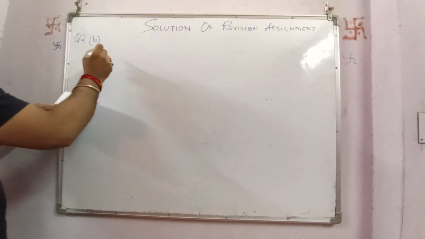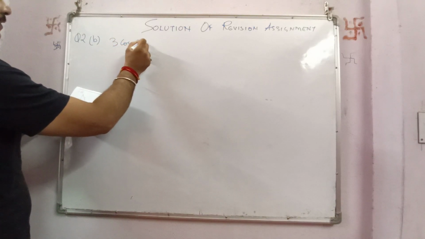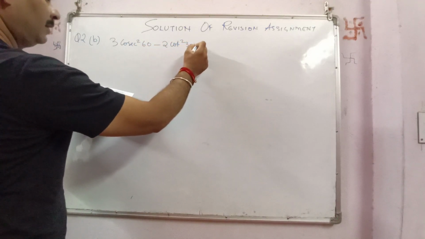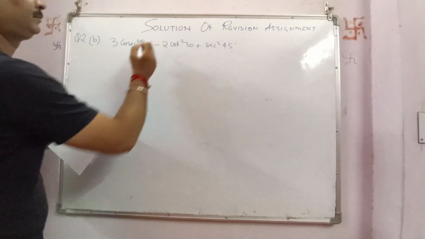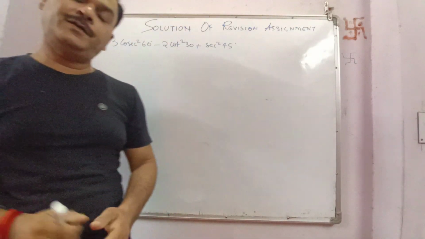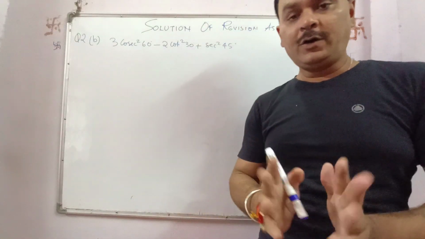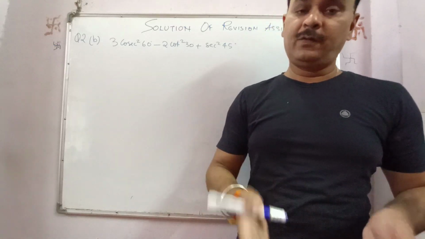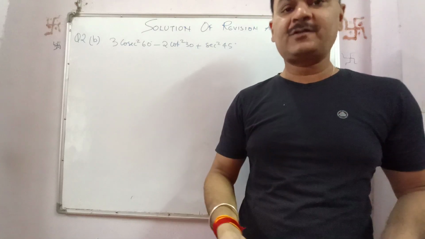Find the value of 3 cosec square 60 minus 2 cot square 30 plus sec square 45 degrees. Now students, this question is based on trigonometric ratios of standard angles. Now I taught you people how to form a table for the standard angles. If you can form it, that is much better, and if you have learned it, that is much more better.